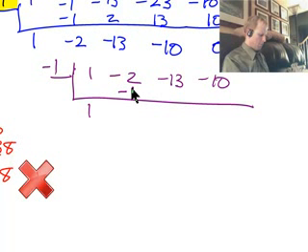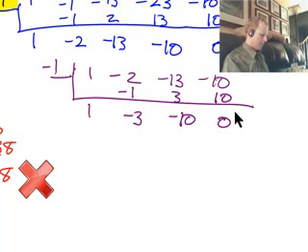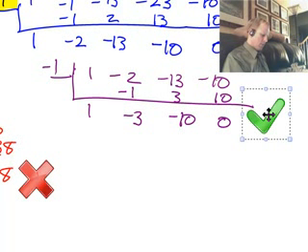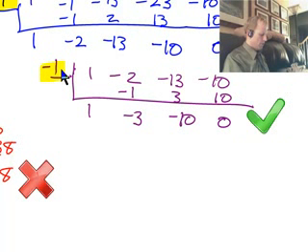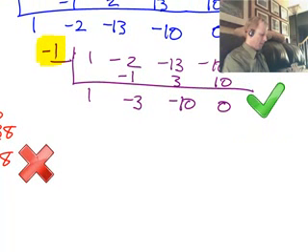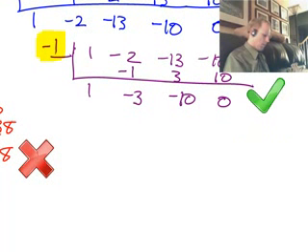Alright, let me bring down the 1, multiply, add, multiply, add, multiply, and add. And sure enough, I got a remainder of 0. So that means negative 1 actually occurs twice in the factored version of the equation, and it is what we call a double root of the equation.